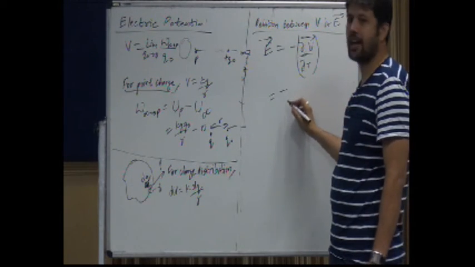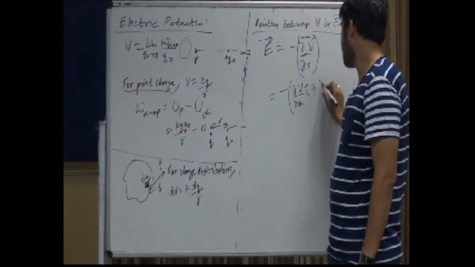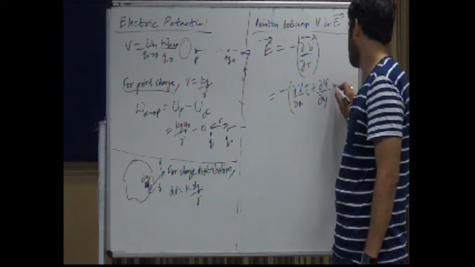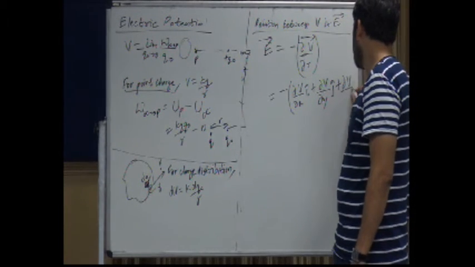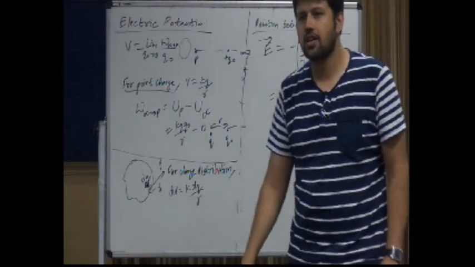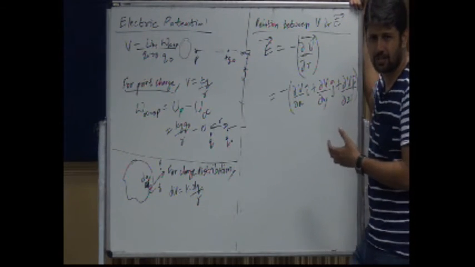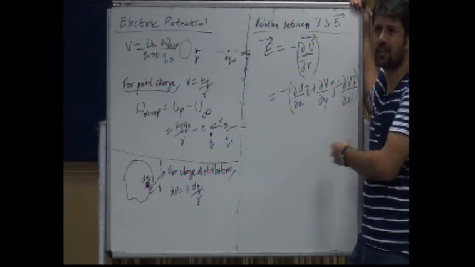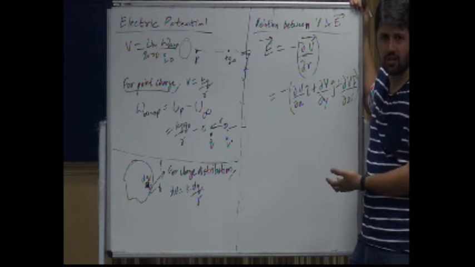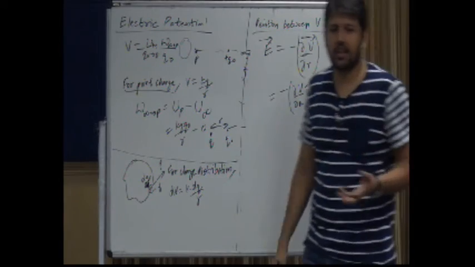This actually expands in this form: del V by del X i cap, del V by del Y j cap, and del V by del Z k cap. Do you remember, have you done partial derivatives? This is a thing of the past. In work energy power, this would have been introduced. If not, then it's very easy to understand.